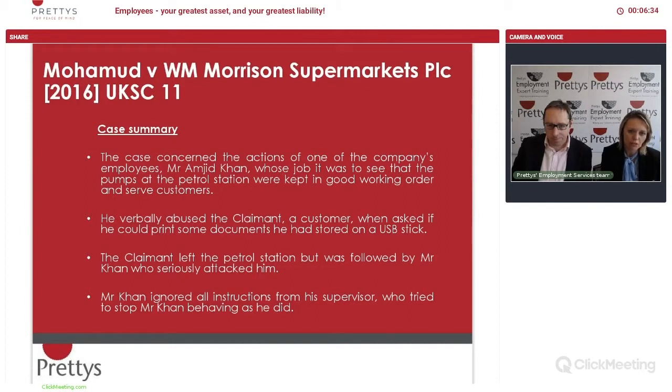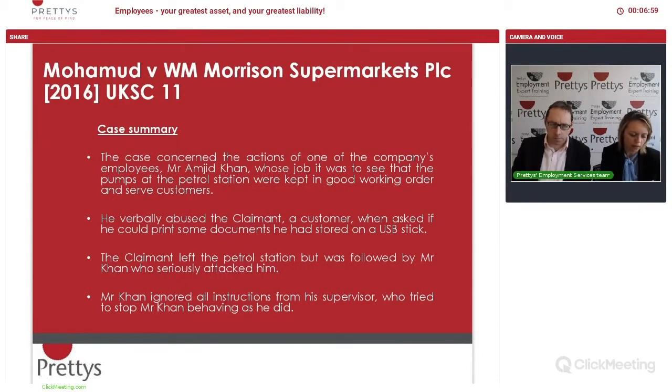So what happened? Well, very briefly, the claimant went to the sales kiosk in a petrol station and asked Mr. Khan, who was an employee of Morrison's, if it was possible just to print some documents off stored on his USB stick. Mr. Khan refused in a very offensive manner. He used racist language, very abusive language towards the claimant, and he asked him to leave.